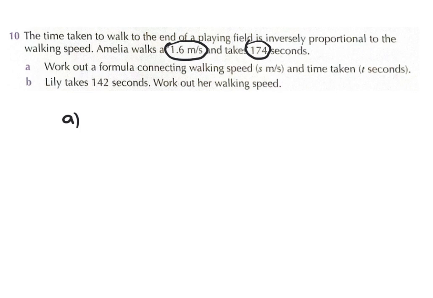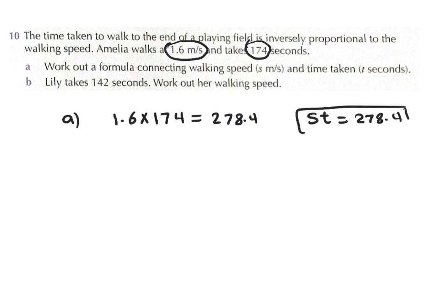Inversely proportional. So if you multiply them, you get the same number, a constant number. So multiply 1.6 times 174 equals 278.4. So now you can write s times t equals 278.4. This is the formula, okay? Because it is inversely proportional, when you multiply them, you get the same number. We have a constant number.